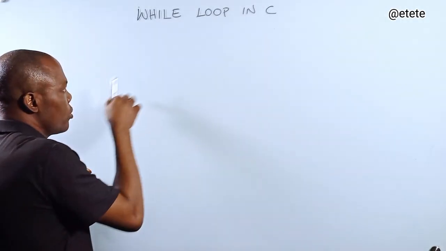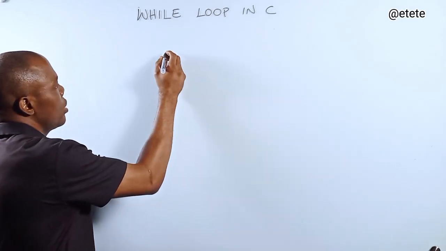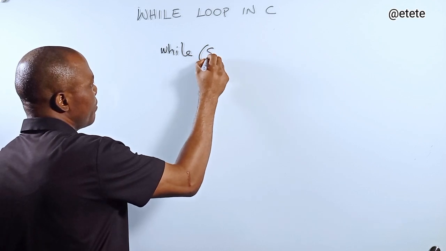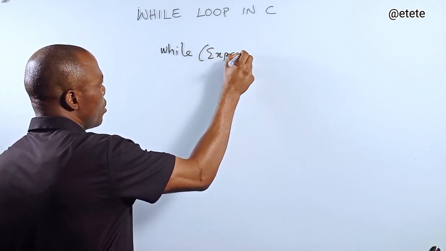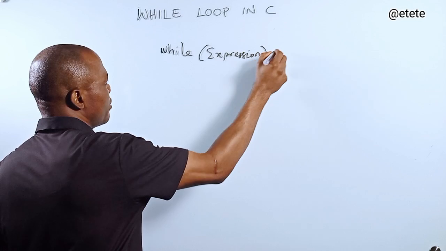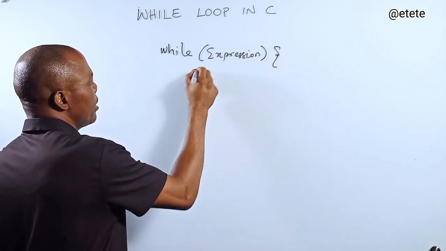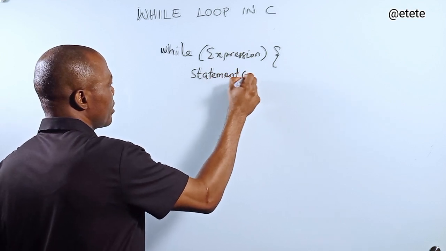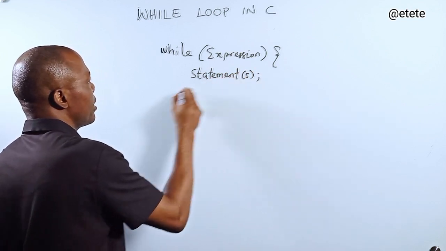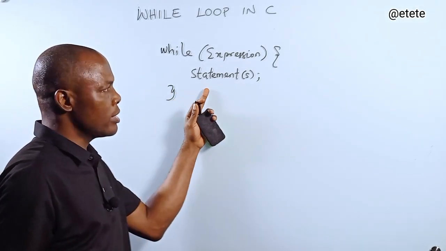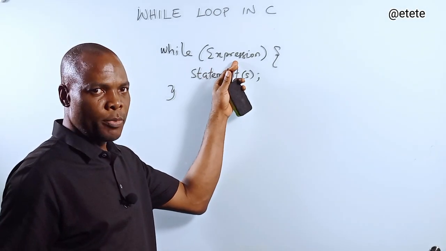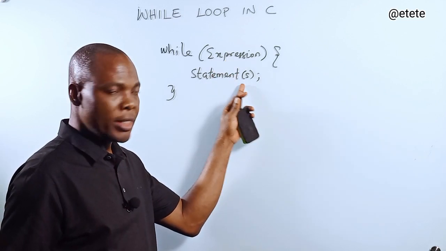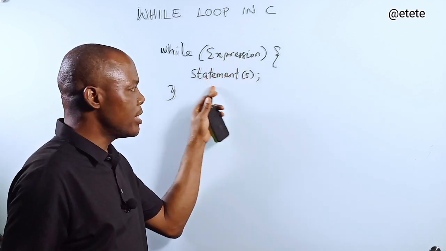So what we are going to look at here is the syntax of a while loop. So we can say while, then you have an expression or condition, and then you have a block of statements, right? So this is the syntax. As long as this expression is true, this block of code will continue to operate. But if this expression becomes false, then this ceases to operate.